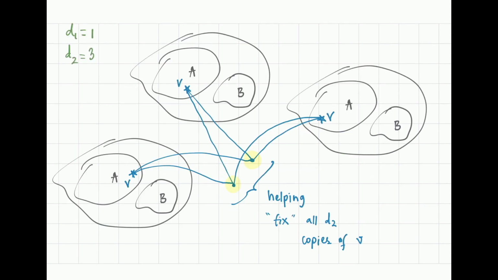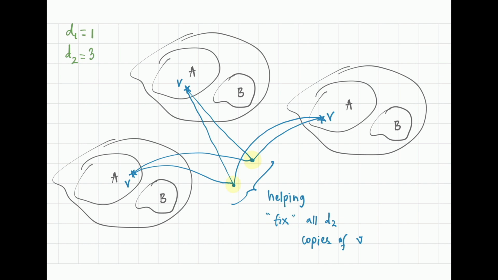So let's make this a little more concrete by saying that d1 equals 1 and d2 equals 3. So notice that if you just focus on one of the copies of G here, then this is a familiar picture. We have a vertex V, which is in the A group. Remember, the A group is all d1 degree vertices. In this case, the A group contains all the degree 1 vertices in G. And a vertex in A is going to have two blue neighbors so that its overall degree becomes 3.